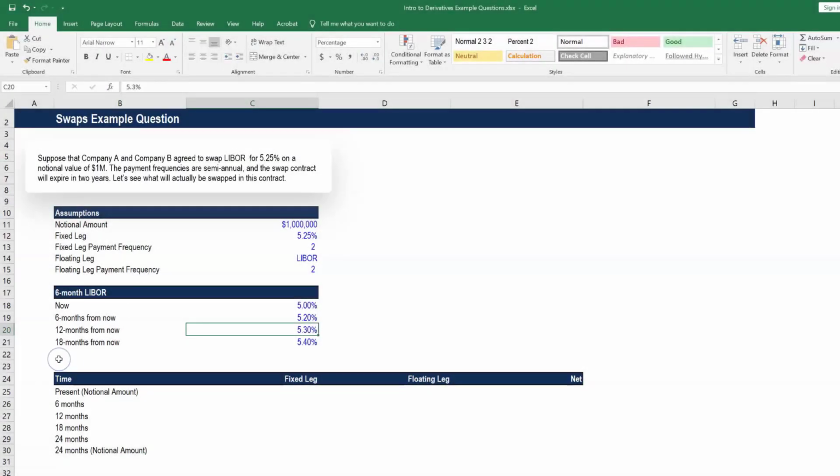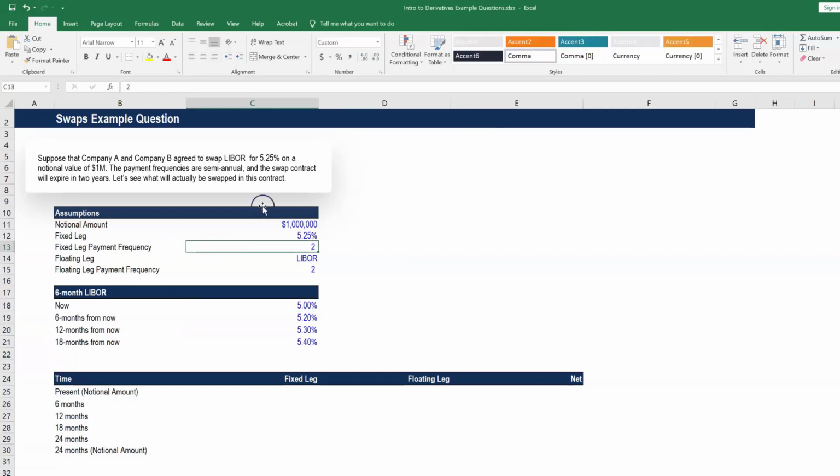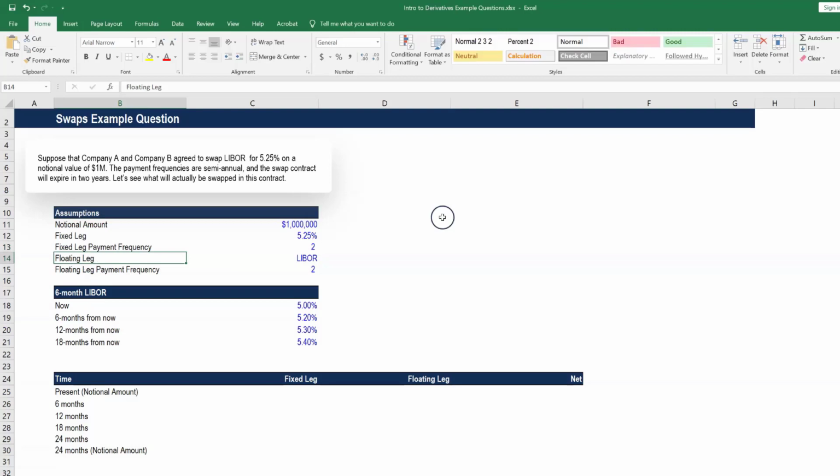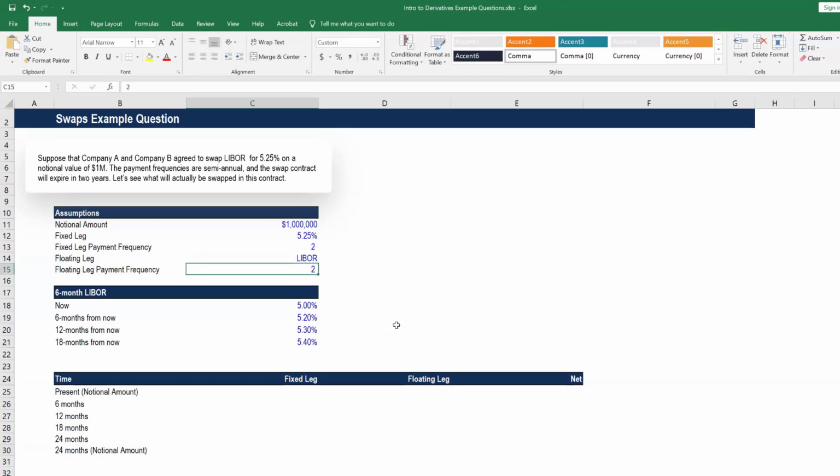Let's build a table that shows the payments on an interest rate swap. Our inputs are in blue font. The notional amount of the swap is $1 million. The fixed leg is 5.25%. We're going to pay the fixed leg of interest every 6 months, so I've put here twice a year. The floating leg is based on LIBOR, and the floating leg payment frequency is also every 6 months, which is why I've put a 2.